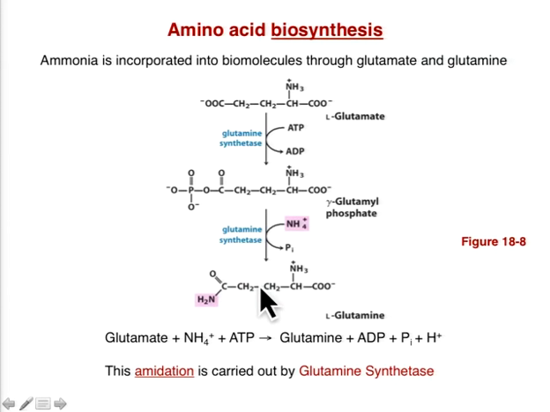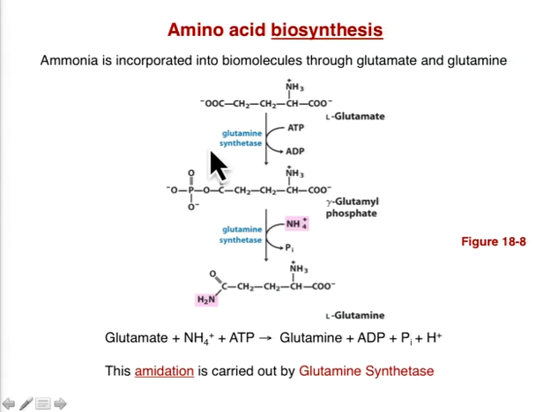So let's look at the biosynthetic pathways. Ammonia is incorporated through glutamate and glutamine. Obviously, we're making amino acids. So we're going to assemble the alpha-keto carbon skeleton separately, and then add the amino group. The amino group is transferred from glutamate or glutamine, and glutamate can be interconverted into glutamine.